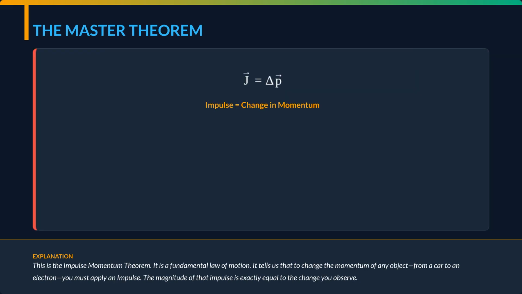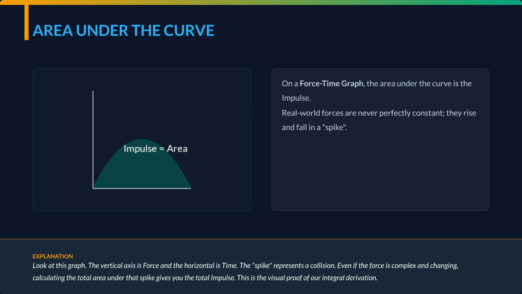This result is the Impulse-Momentum Theorem, a fundamental law of motion. It states that to change an object's momentum, you must apply an impulse, and the magnitude of that impulse is exactly equal to the momentum change observed. On a force-time graph, the area under the curve is the impulse.